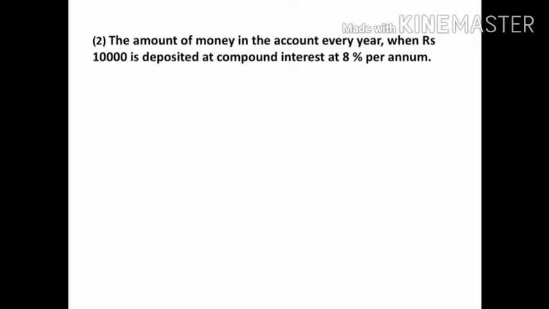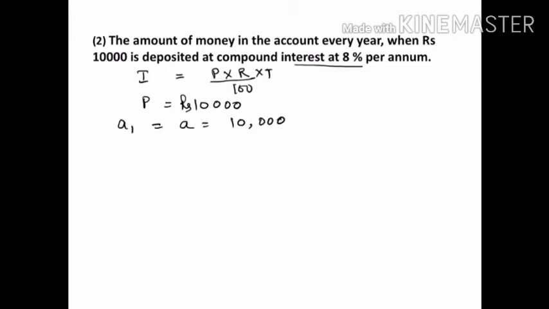Second example, the amount of money in the account every year when rupees 10,000 is deposited at compound interest is 8% per annum. The formula to calculate interest each year is given by principal into rate divided by 100 into the time, which is 1 year. The principal amount is 10,000 rupees, and this is going to be the first term because we start the account with 10,000.